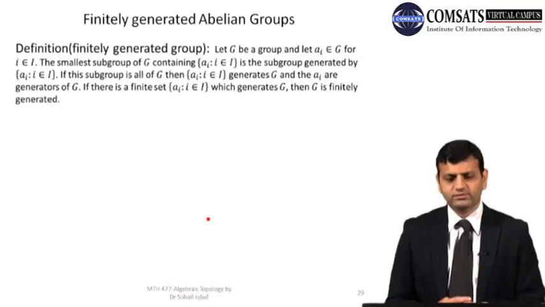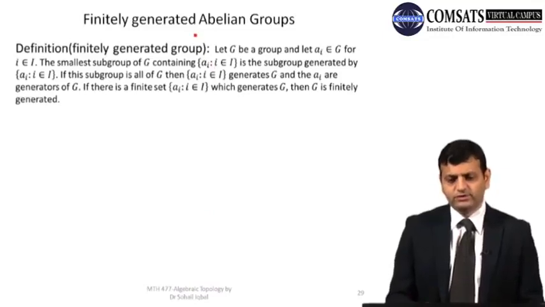Finitely generated abelian groups. Let G be a group and ai belongs to capital G. So the smallest subgroup of G containing these ai is the subgroup generated by these ai. If this subgroup is all of G, then the ai generate G and the ai are the generators of G. If there is a finite set ai which generates G, then G is finitely generated. So before going to finitely generated abelian groups, we first discuss what is a finitely generated group.